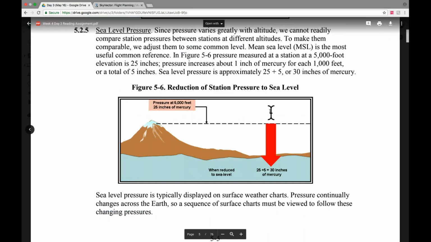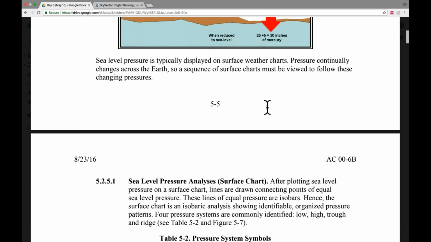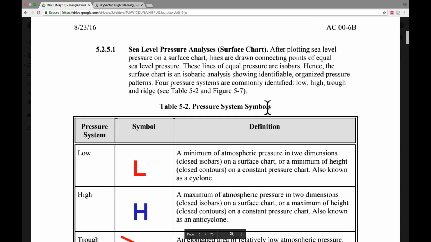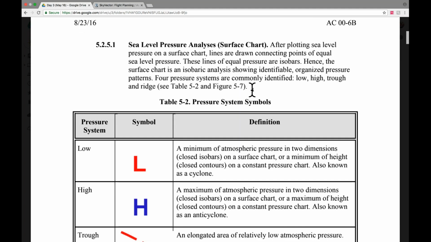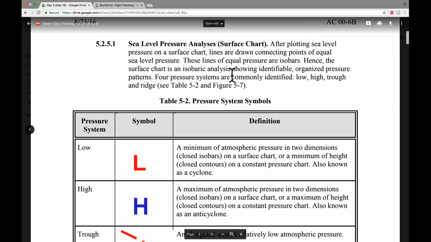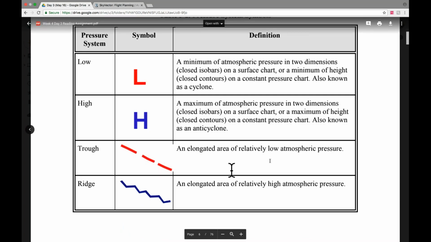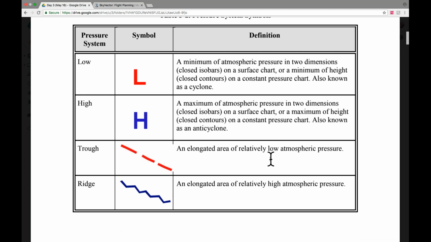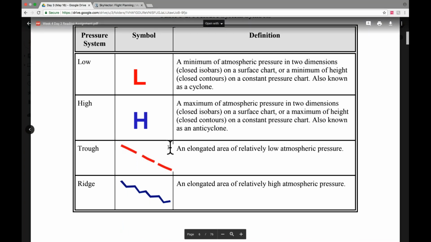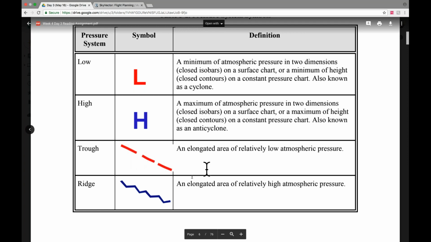Let's see here. So these are the surface charts. On these surface charts that we were looking at yesterday, I was showing you the low, high, trough, and ridge. So the trough is what we typically see, an elongated area of relatively low atmospheric pressure. A ridge is the opposite. It's a high pressure.